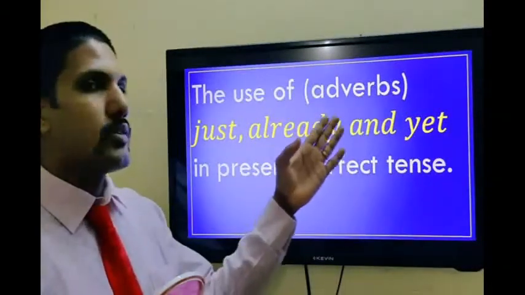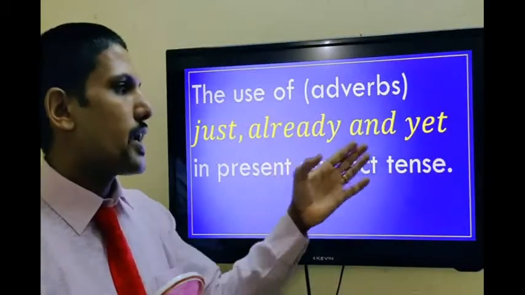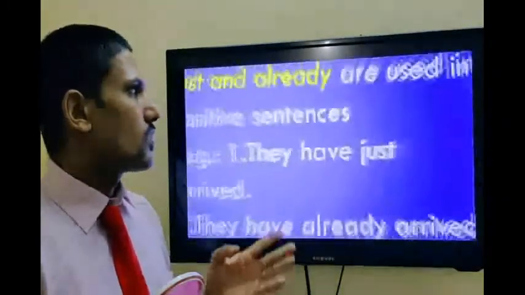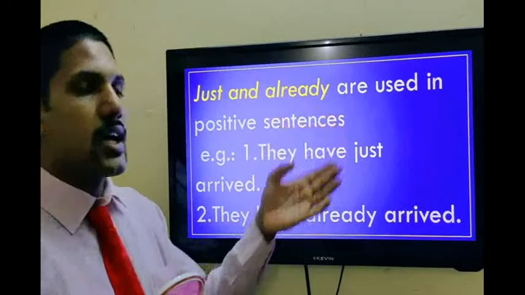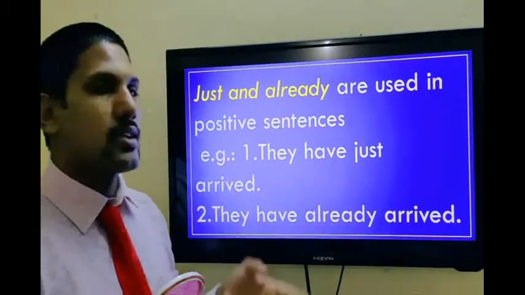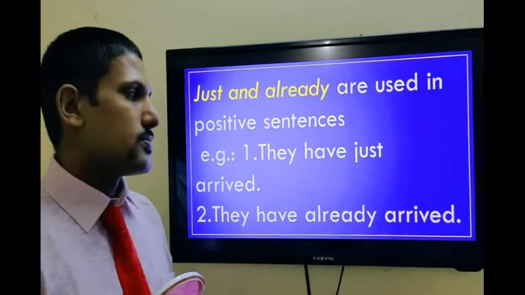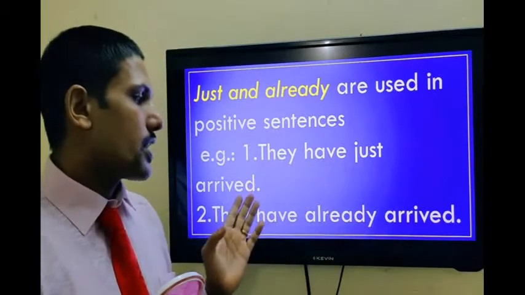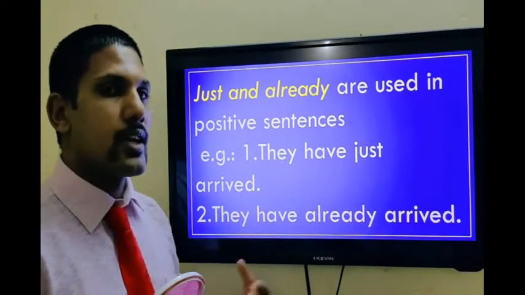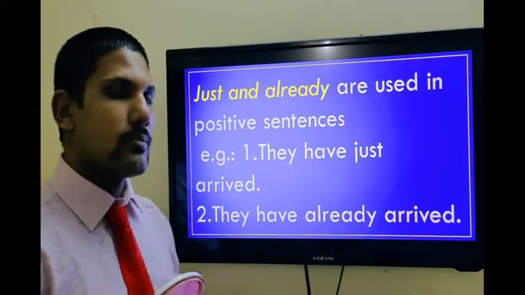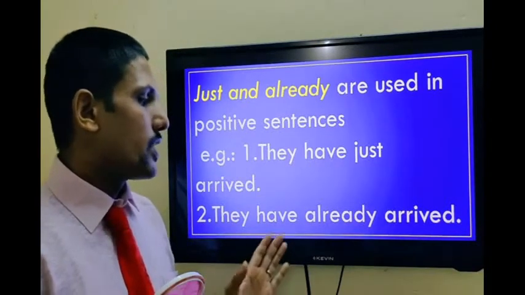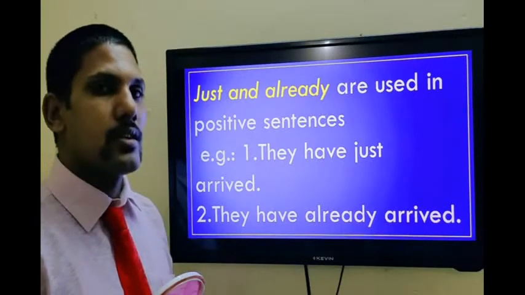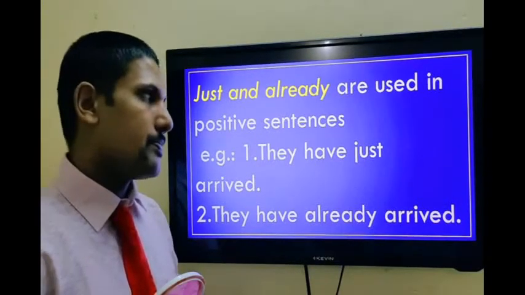The use of adverbs just, already and yet in present perfect tense. Just and already are used in positive sentences or affirmative sentences. Examples. They have just arrived means they have arrived a moment ago, a short time ago. They have already arrived. That means they have arrived before the expected time.